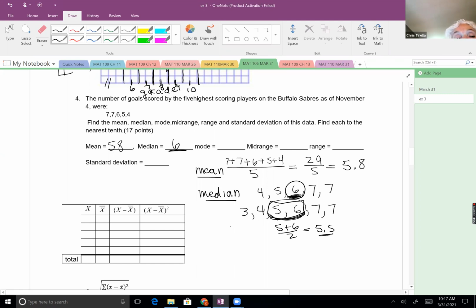Mode is the number that occurs most often. Here it would be 7. Mid-range is the highest plus the lowest divided by 2. So that would be 7 plus 4 over 2. 11 over 2 is 5.5.